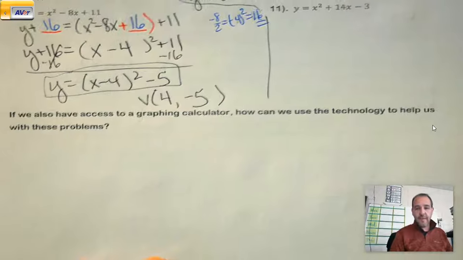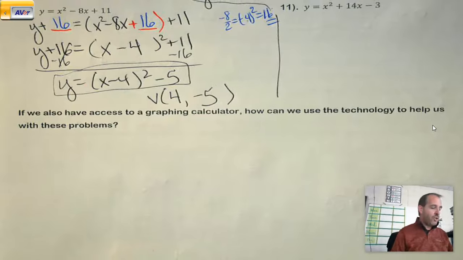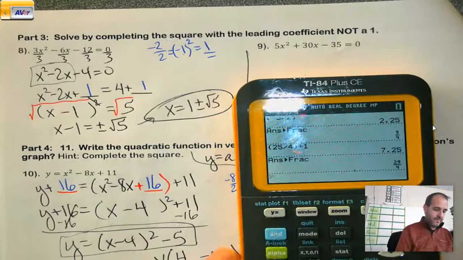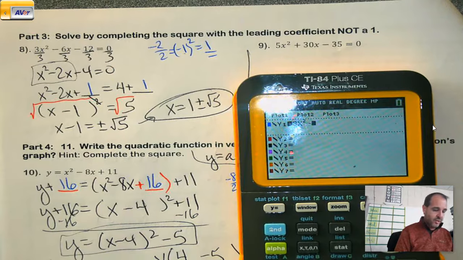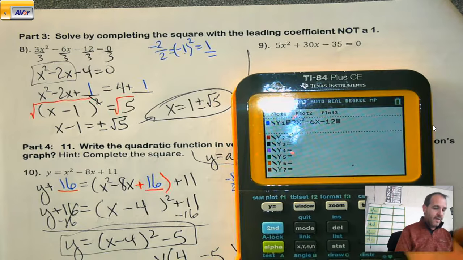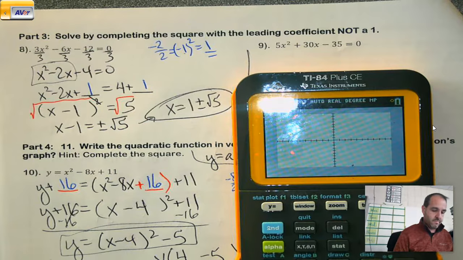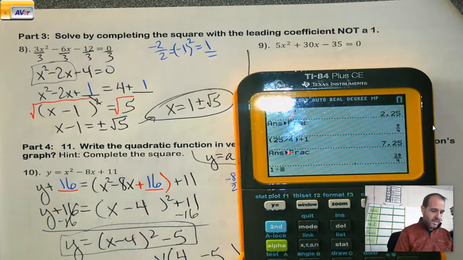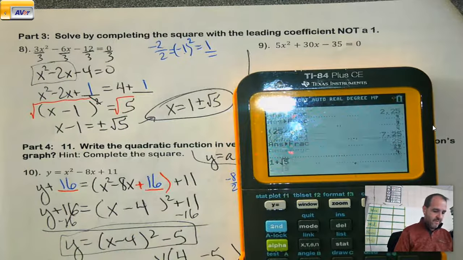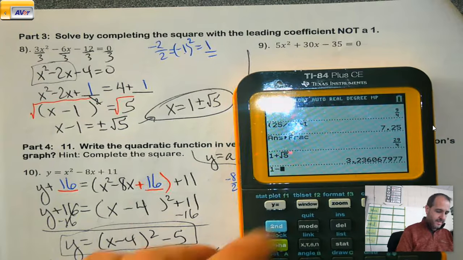Now, the last thing I'm going to mention, if you have access to a graphing calculator, okay, how could you help get answers to some of these problems? Now, I'm going to come back up to number 8 here for a moment. I'm going to type it in. 3x squared, this would work on any one that you do. Okay, if I go and I graph that, I want to let you in on a little secret. I'm going to come out of this graph for a second because I want you to see something. 1 plus the square root of 5 and 1 minus the square root of 5.